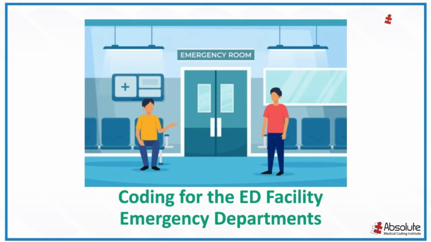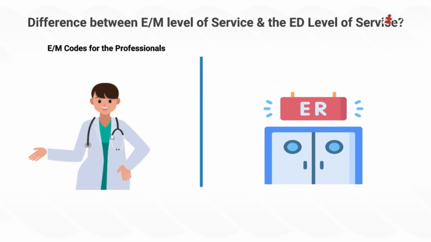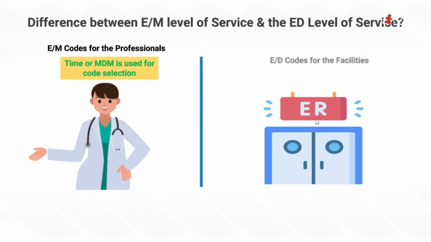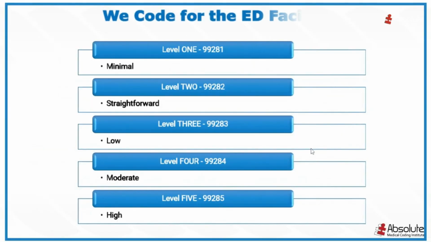Okay. So, when you're coding for the ED facility, you are coding for that emergency department. You're not coding for the provider. That's what the CPCs and the CCS-Ps do. You are coding for this facility and use of that emergency department's resources. The codes look just like E&M codes, so people really get confused.